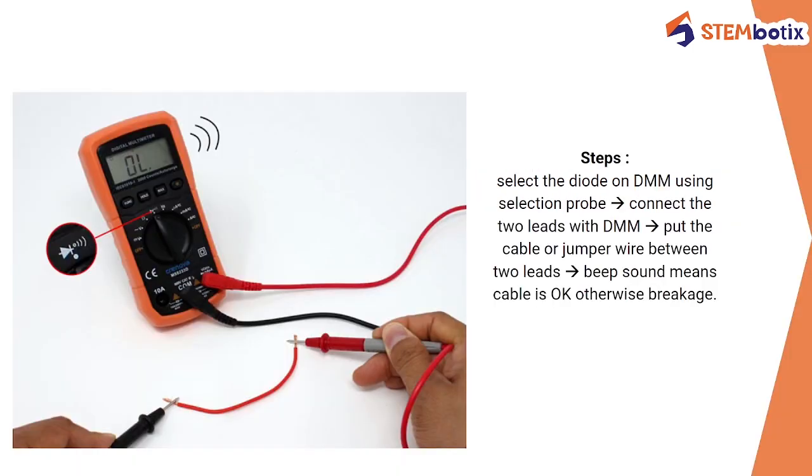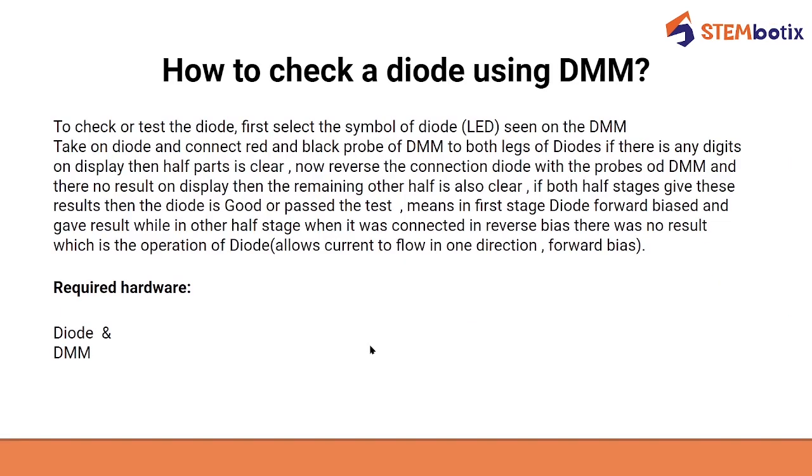So the steps you need to follow are: first select the diode symbol on the digital multimeter using the selection probe. Connect both the leads, first the black probe and then the red probe. Put the cable or jumper wire in between these two leads. If there is a beep sound, the cable is okay; otherwise it is not.